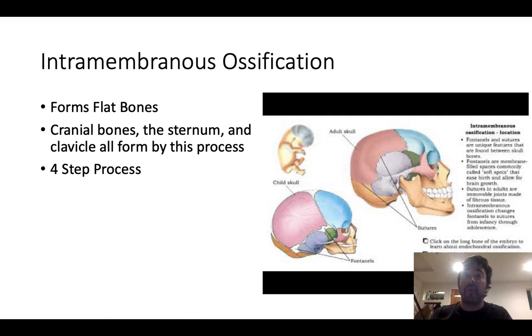Now, intramembranous ossification, important point number 1. Intramembranous ossification occurs during embryonic development and it forms flat bones. So the cranial bones, sternum, the clavicle, all of those bones are formed during this process of intramembranous ossification. It's a 4-step process, and we're going to go over each step one by one so we get a better idea. As we walk through this video, if you look at the handout, you'll see blank labeling diagrams that you can follow along with the lecture to label.